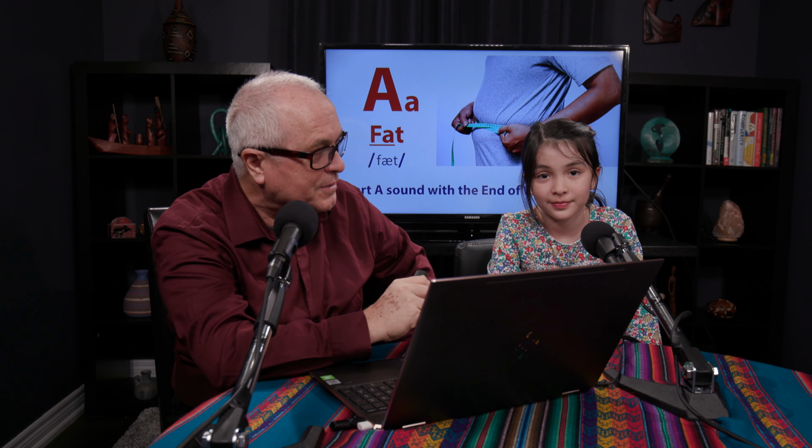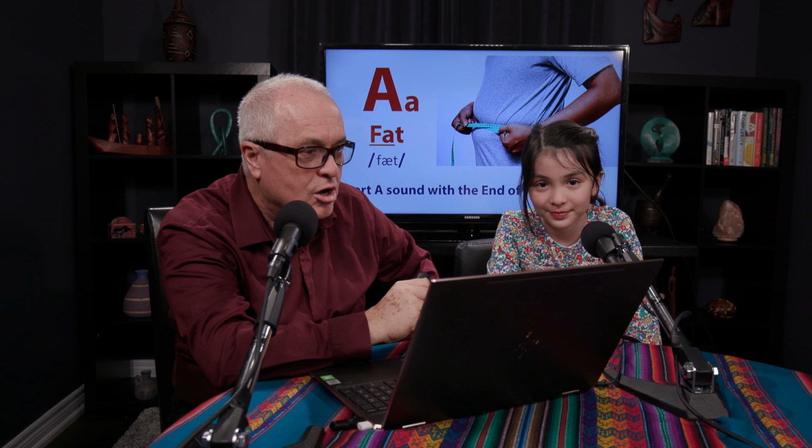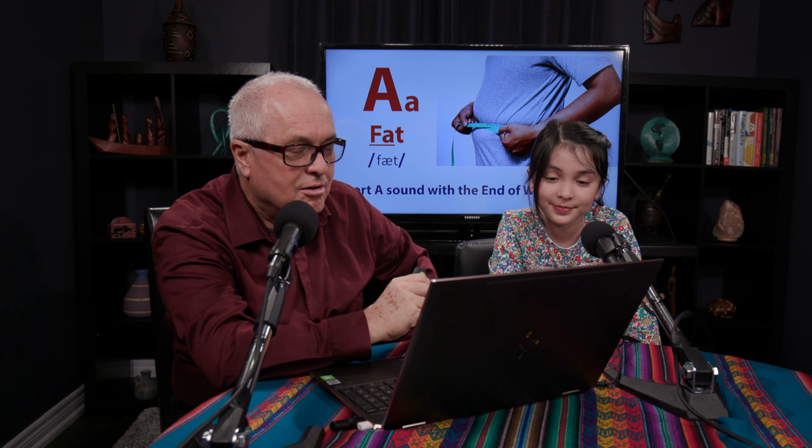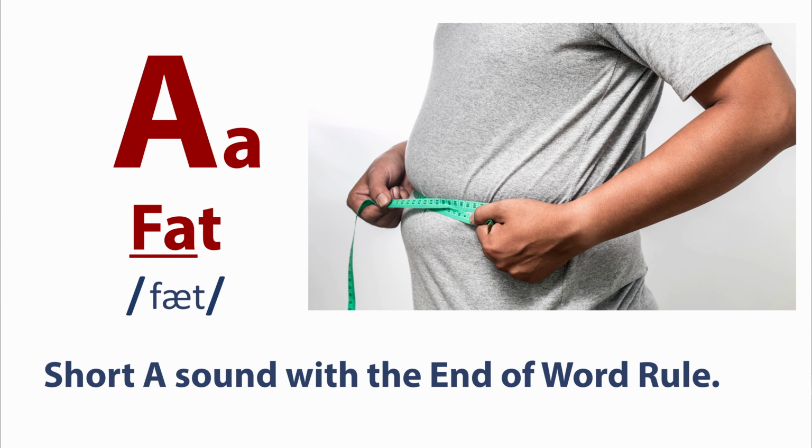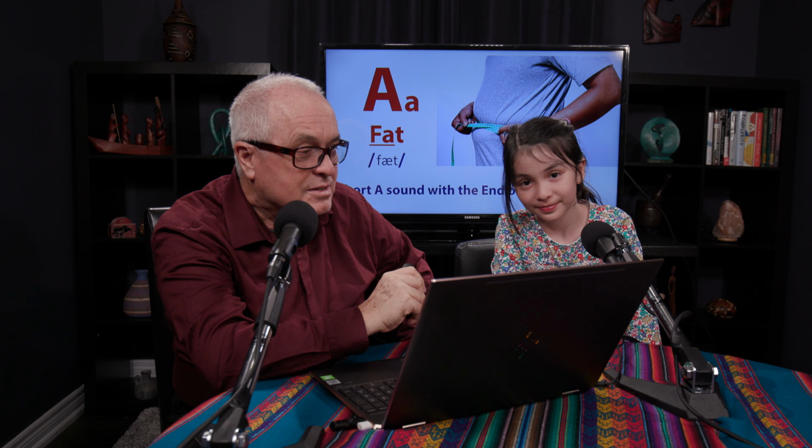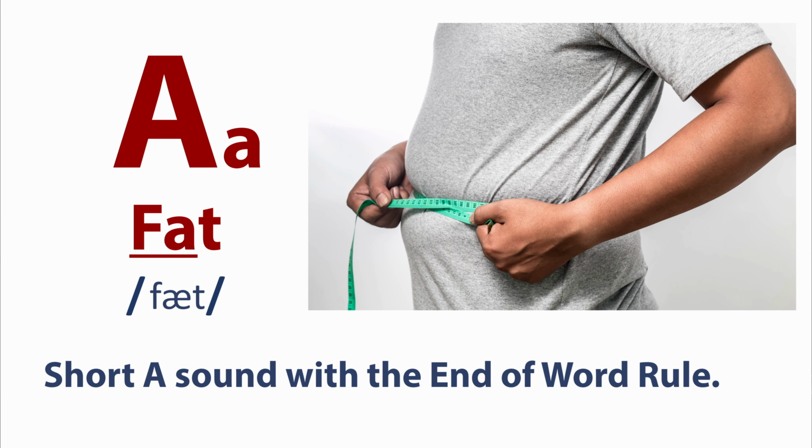If we put an E at the end of this word, then it would be fate, right? The vowel would be long and the E would be silent, but we would know that we pronounce it in a long form rather than a short sound because of the magic E at the end of the word. Remember the magic E rule? If there's an E at the end, we pronounce it long, fate. But this doesn't have the magic E, so it is going to be fat. We know that because the consonant is at the end of the word.